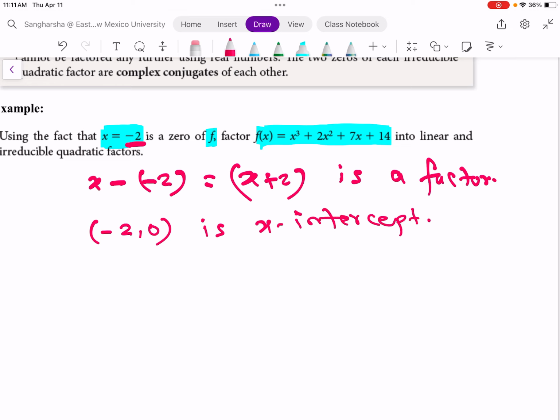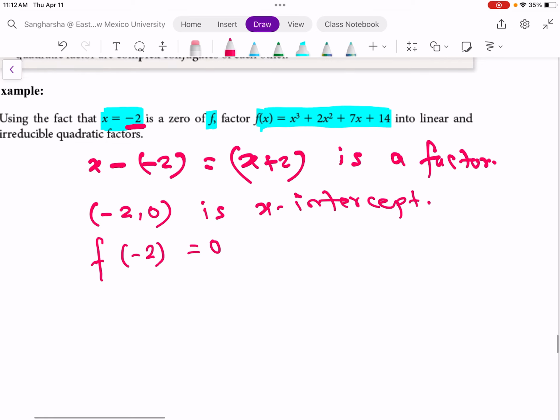Okay, what other information? Negative 2, 0 is the x-intercept. So if we find the output at x equals negative 2, what will that output equal? It's 0, right? So if you find f at negative 2, the output is 0. Okay, now what other information can we find? Any more?